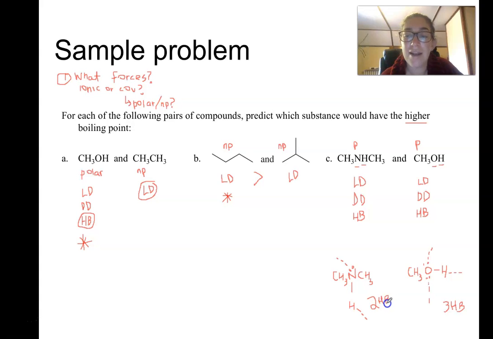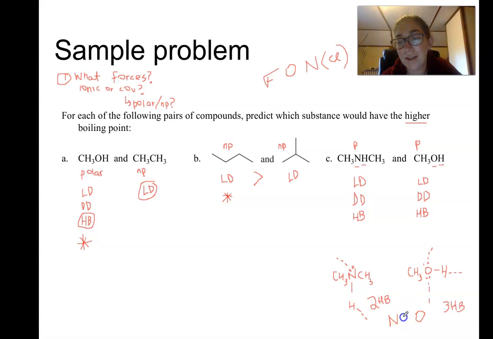All right. Another way that we can distinguish these two, since the nitrogen has a hydrogen and the oxygen has one hydrogen, is that oxygen is a bigger electron hog than nitrogen. Just to remind you of our electron hogs here: F-O-N, and then I'm going to put Cl in parentheses because it's not involved in hydrogen bonding, but it's still a hog. All right, O is a bigger hog than N. It has greater electronegativity.